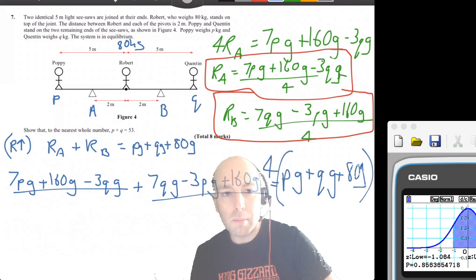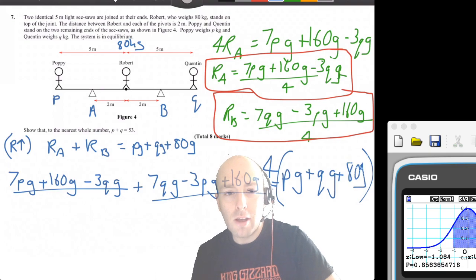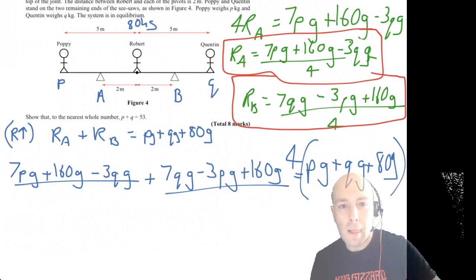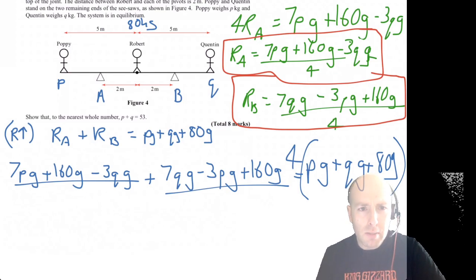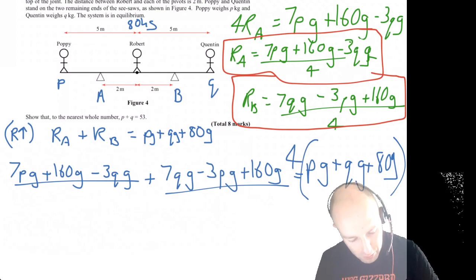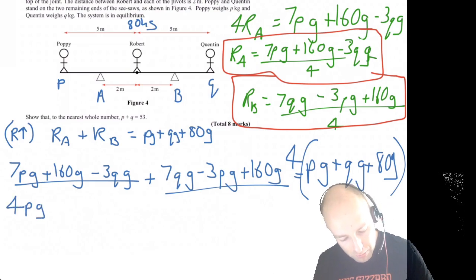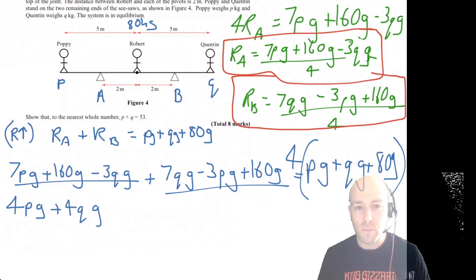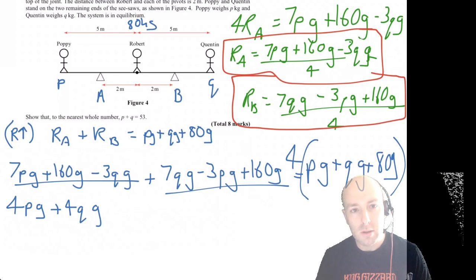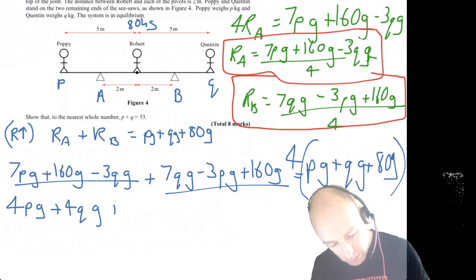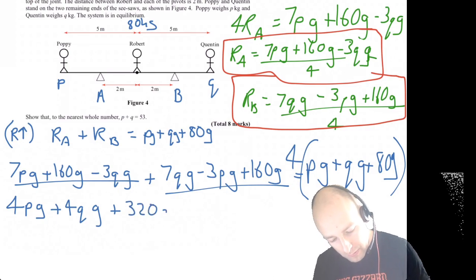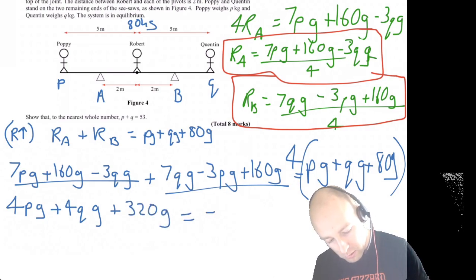So let's get my head out of the way. Cool. So we're going to start. We've got 7PG minus 3PG, so that gives us 4PG on the top there. Same with QG, so we've got plus 4QG. And we got 2 lots of 160G, which is going to be 320G. Plus 320G. And that should equal 4PG.